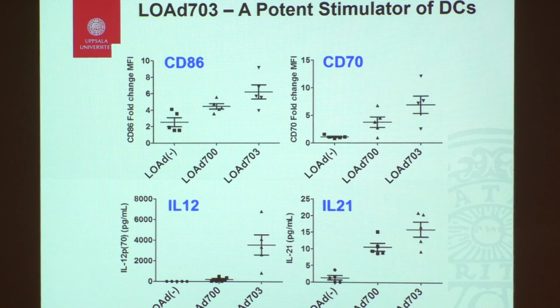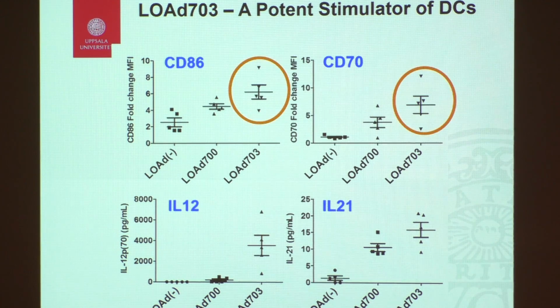And we did a set of experiments to show that the virus was better. Here, LOAD 700 is the CD40 ligand alone in an otherwise similar construct, and LOAD 703 is our new virus. We could see that the dendritic cells stimulated with LOAD 703 had a much higher level of co-stimulatory molecules, and we could also see that the level of IL-12 and IL-21 was really enhanced.